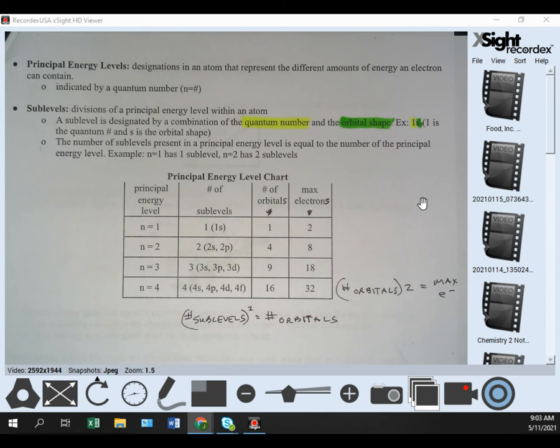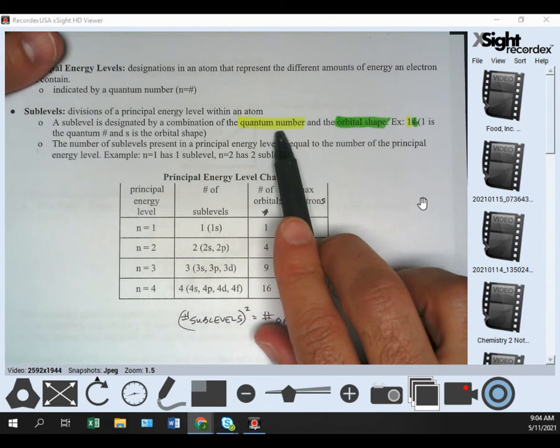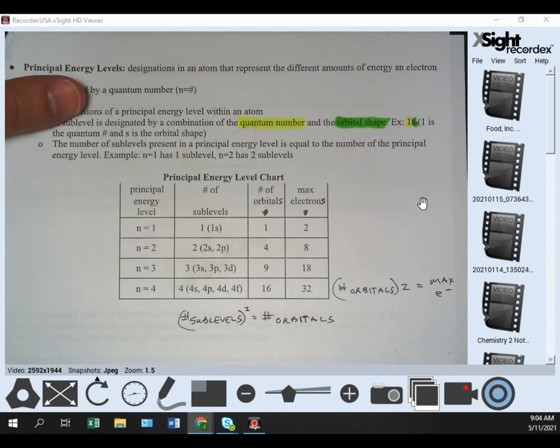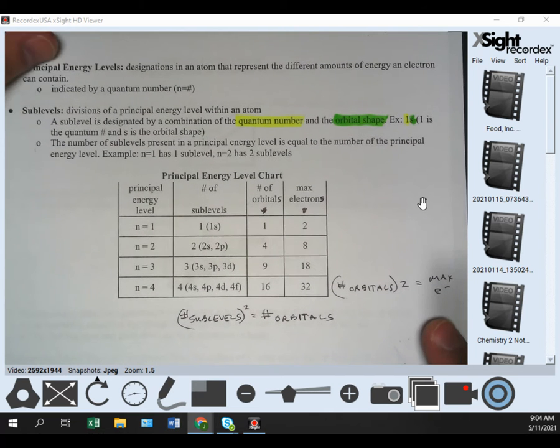You can think of it kind of like an address for your house. It's got a number and a street name, just two parts that make it up, so you can find where that is. If you just had the number, you could have the same number on many different streets. If you just had the street, there could be a lot of houses on that same street. So you need both to have the accurate spot. Same thing here. You need the quantum number, because the quantum number is the energy level, and the shape of the orbital. Okay? Makes sense? All right.